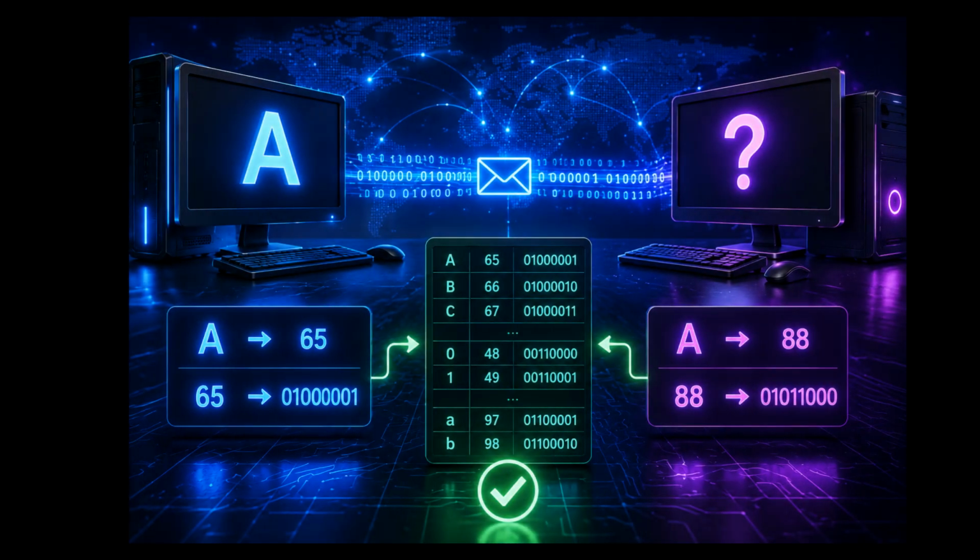Computers need an agreed standard to represent text. Imagine one computer uses 65 for the letter A, but another computer uses 88 for the letter A. When they exchange information, the data could be interpreted incorrectly. ASCII solves this problem by giving computers the same standard codes for characters. This allows text to be exchanged correctly between different computer systems.